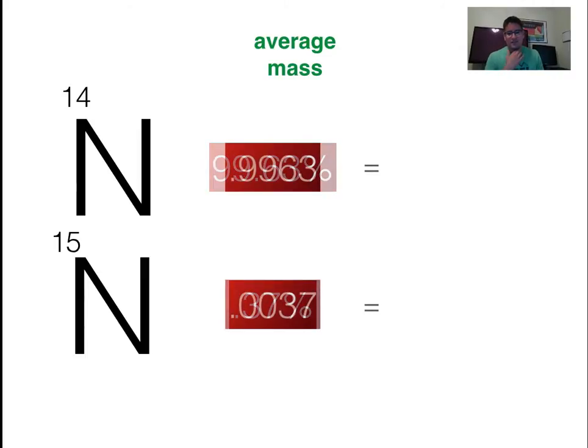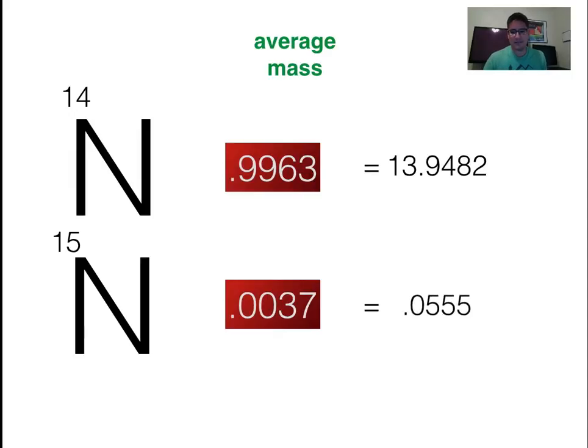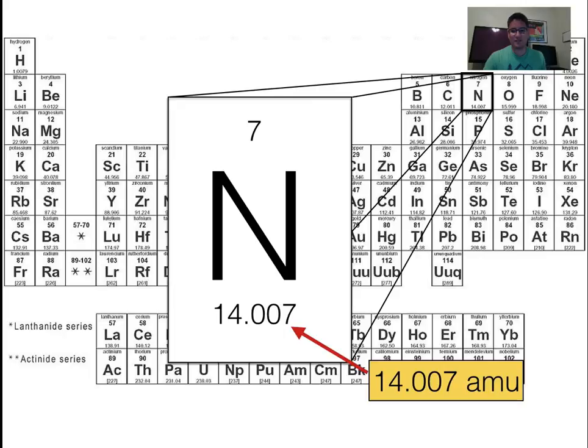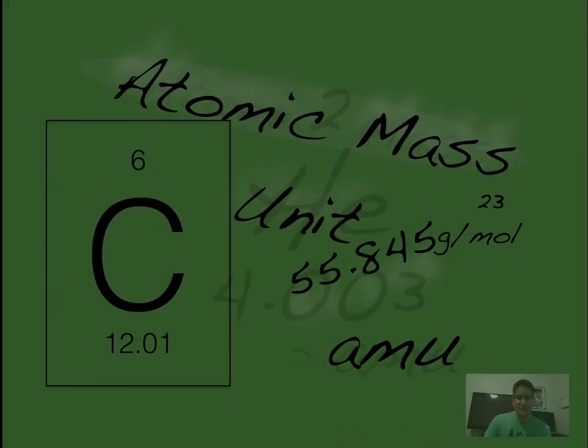So I'm going to change it to the decimal form, and I can multiply 14 by 0.9963, and I find that that's 13.9482, and then the same for nitrogen 15. That's how much each of these isotopes contributes to the average atomic mass. When I add them together, I can see that my mass is 14.007 atomic mass units, which is where we get this atomic mass unit number for each of the elements that you see in the periodic table. Well, that does it for atomic mass.